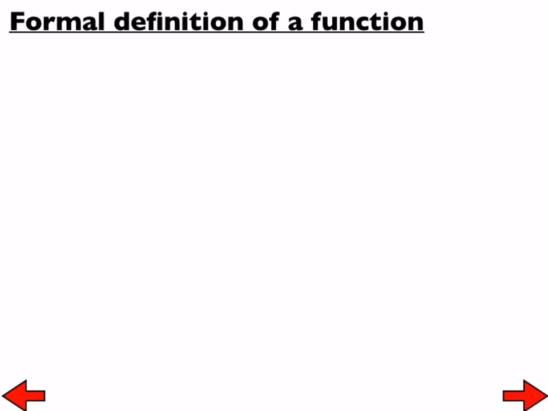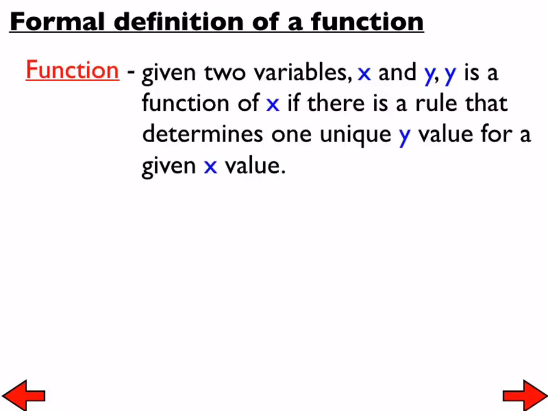All right, so I gave you in the first lesson really kind of an informal definition of a function. Today I give you the formal definition. And I know we've got some blank areas in our notes to fill in here. And so the formal definition of a function is this. Given two variables, x and y, y is a function of x if there is a rule that determines one unique y value for a given x value.